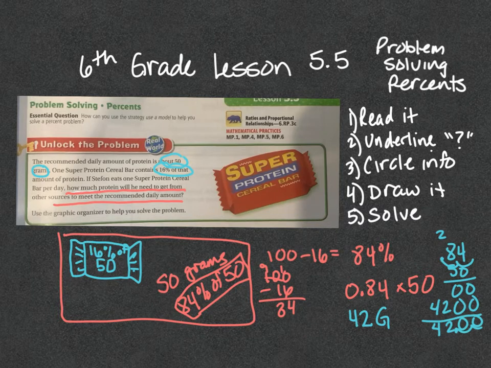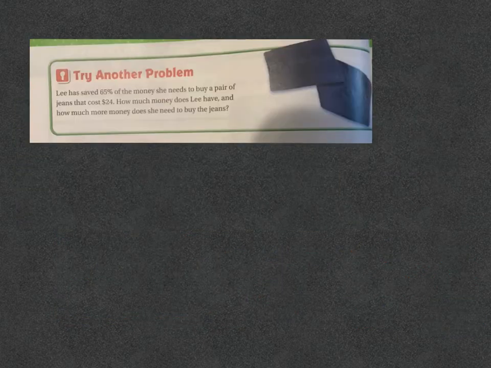We found out what he got, what he still needed, did the calculation to make that work, and then did the percent of the value like we learned in the previous lesson. All right, let's practice one more.